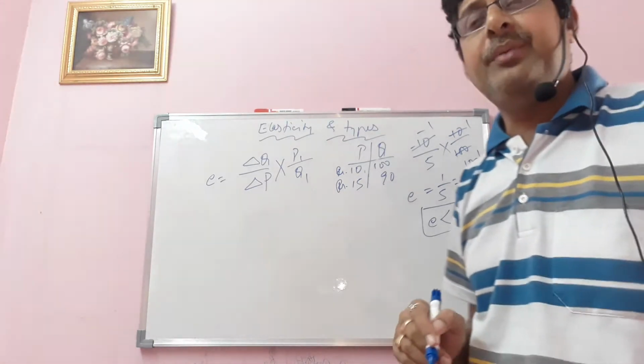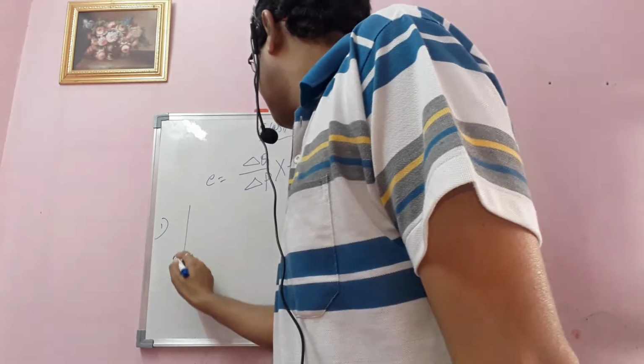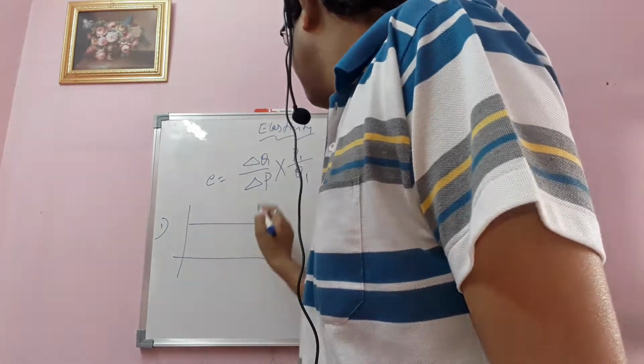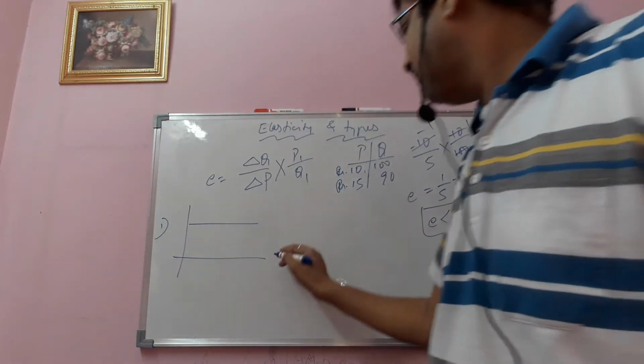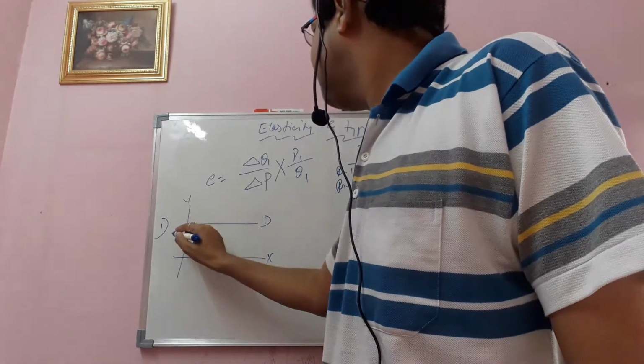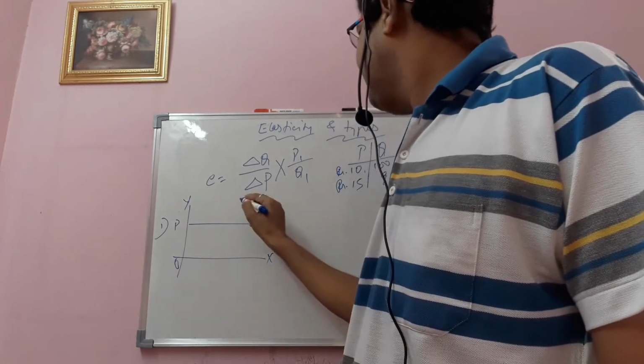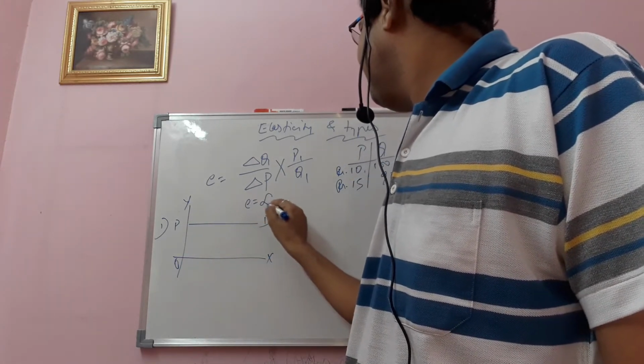Let us see the different types of price elasticity of demand. First one is perfectly elastic demand. There the demand curve will be a horizontal straight line which runs parallel to the x axis. This will be the demand curve. This is the y axis and this could be the price. This is O. And here elasticity is equal to infinity.